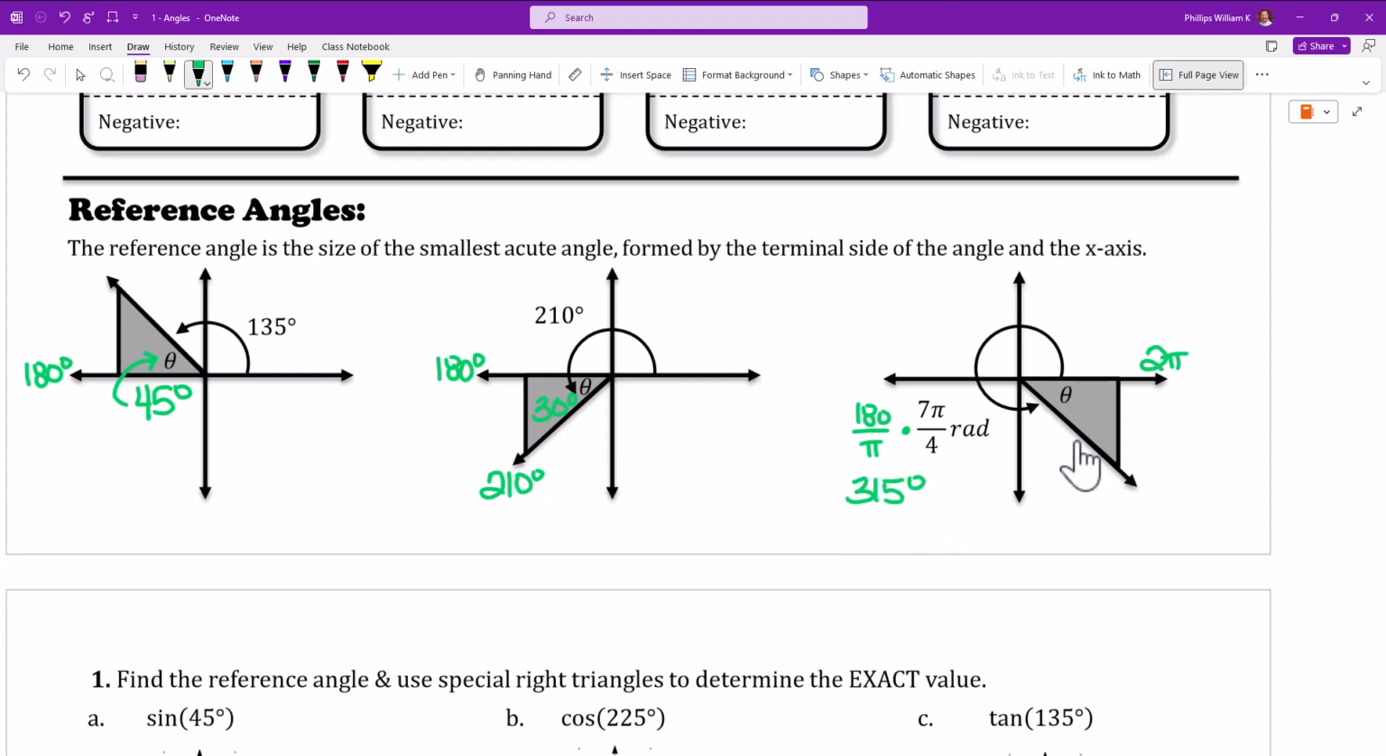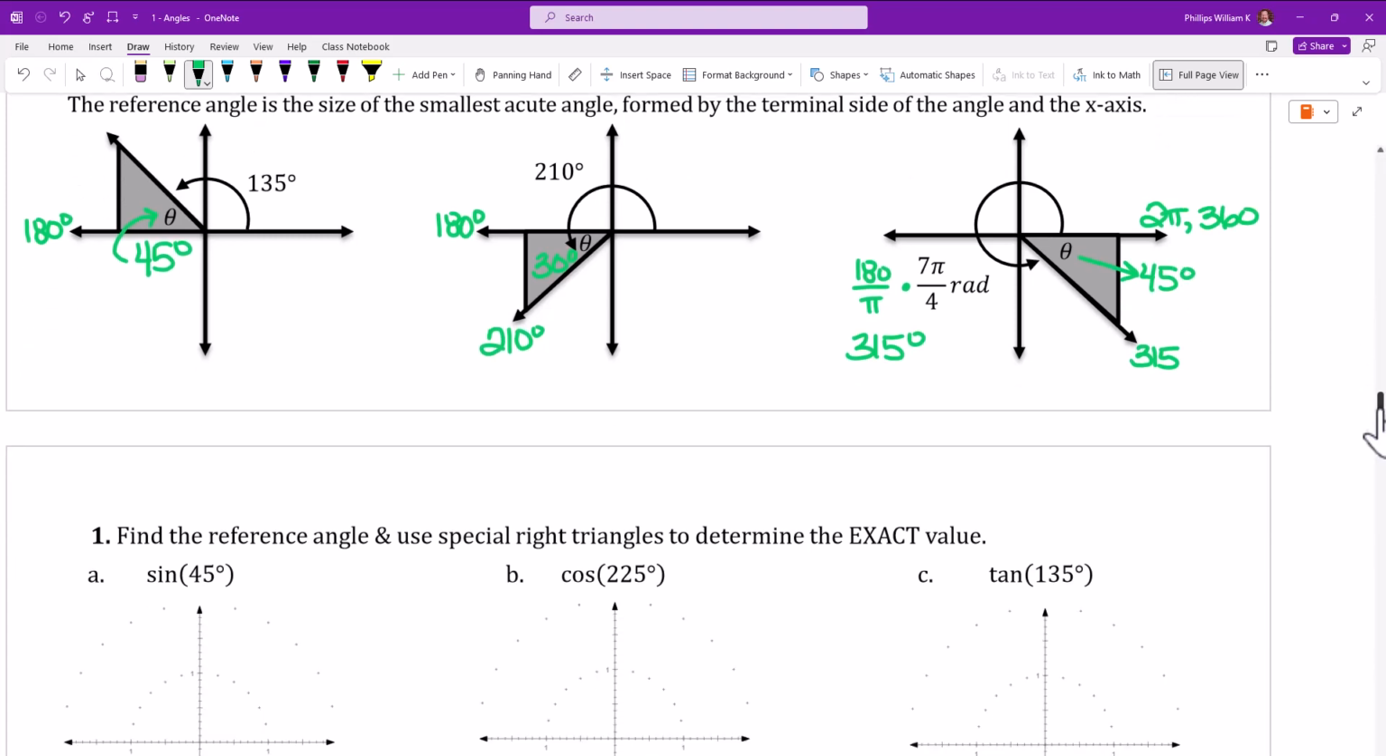So here I'm thinking, okay, if this is a 315 degree angle, and we know 2 pi is the same thing as 360 degrees, how far is 315 from 360? And that answer is 45. So theta here is 45 degrees. And that's all you do for reference angles.